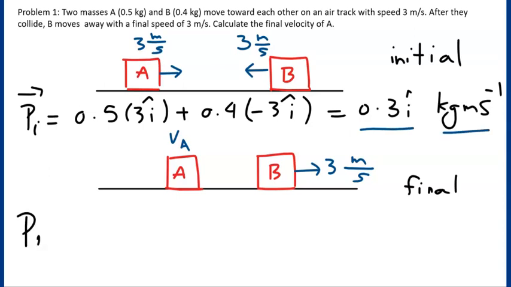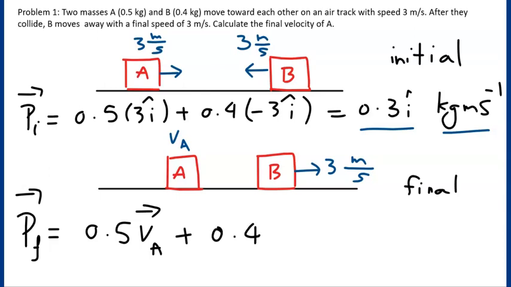The momentum final, or after the collision, will be the momentum of object A, again 0.5, that is the mass of object A. Now we don't know what the velocity of A is after the collision, that's exactly what we want to find. For object B, the mass is again 0.4, now it's moving 3 meters per second to the right, so the velocity is 3 i hat. Due to conservation of momentum, we will equate the final momentum to the initial momentum, being 0.3 i hat.